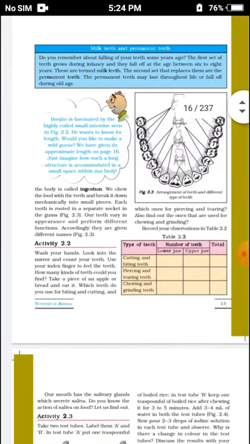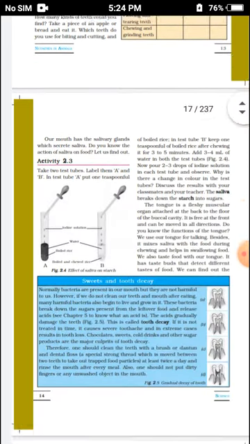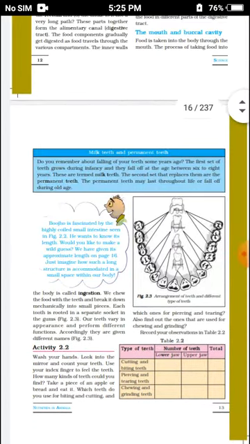As I told you earlier, there are four types of teeth. In young age, we have milk teeth. Then the set of milk teeth is replaced by permanent teeth after some time, which remain there forever.